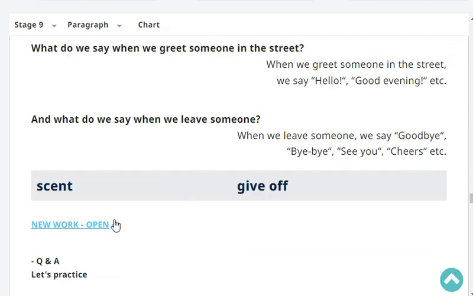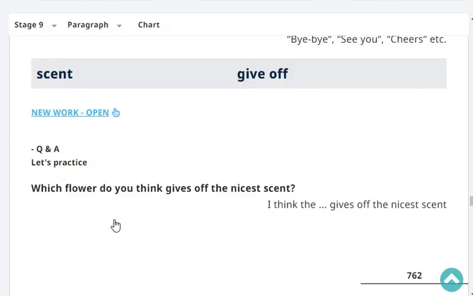When we leave someone, we say goodbye, bye bye, see ya, cheers, etc. Very good. Which flower do you think gives off the nicest scent?